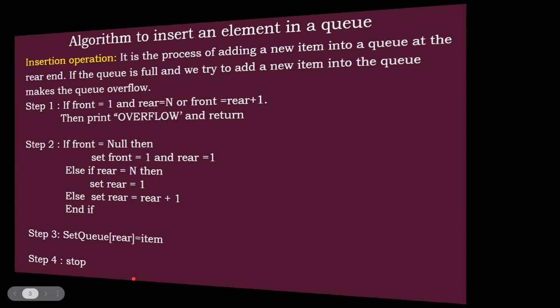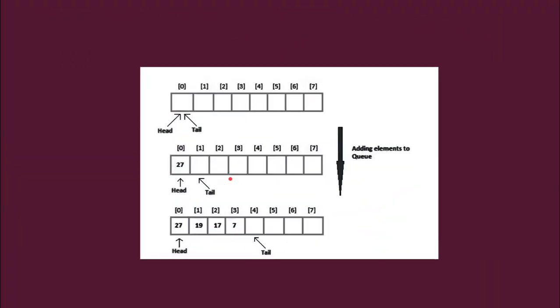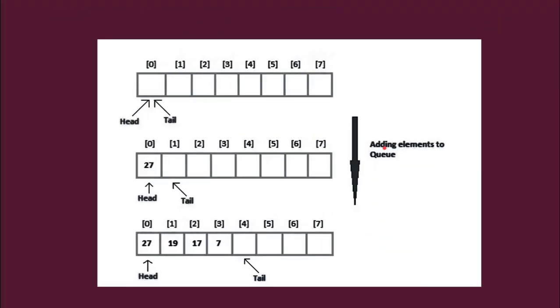Okay, now let us see the diagram of how the insertion takes place in the queue. So this is the queue initially. We have just defined a capacity of the queue. This is in the array form. We know that we can implement the queue using either an array or a linked list.